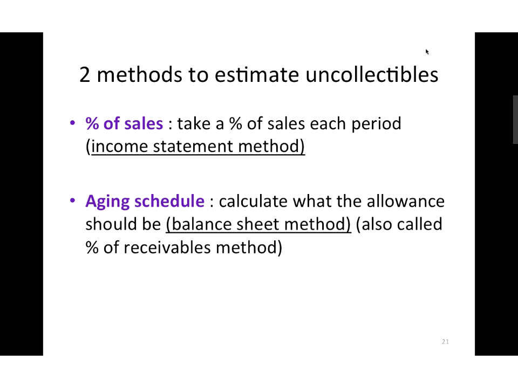Okay, now, we use the allowance method. That is the method that's acceptable under generally accepted accounting principles. There are two ways to estimate how much is uncollectible. The first one is the percent of sales method, and the second one is the aging schedule. I'm going to pause for a minute, let you write that down, and then I'll talk a little more about that.